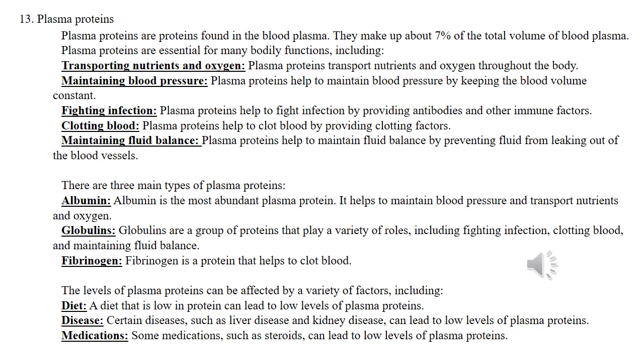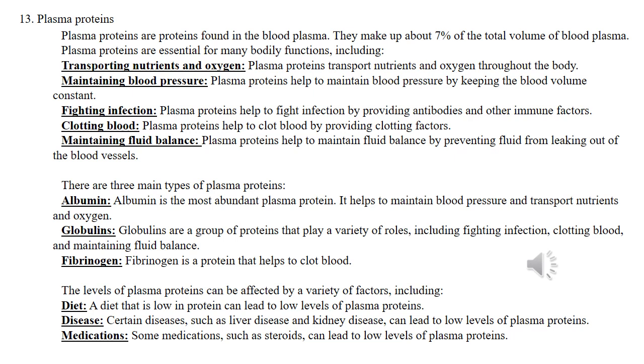The levels of plasma proteins can be affected by a variety of factors, including diet. A diet that is low in protein can lead to low levels of plasma proteins. Disease. Certain diseases, such as liver disease and kidney disease, can lead to low levels of plasma proteins. Medications. Some medications, such as steroids, can lead to low levels of plasma proteins.